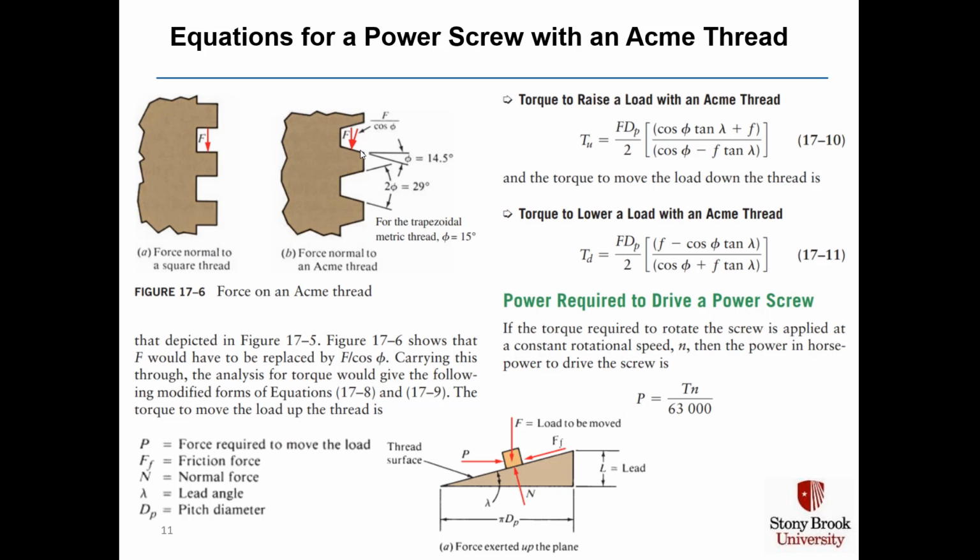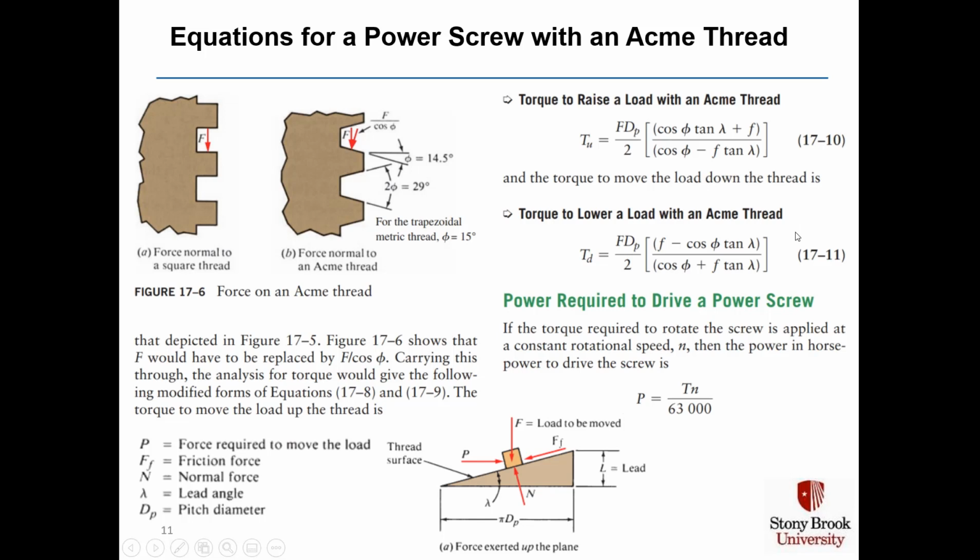In addition, we have to use the lead angle, lambda, which is defined similarly as we did for the worm. The tangent of lambda equals L, the lead, divided by pi times the pitch diameter. And when we reevaluate the torque to raise the load with an Acme thread, we have this more complex equation here in the upper right, 17-10.